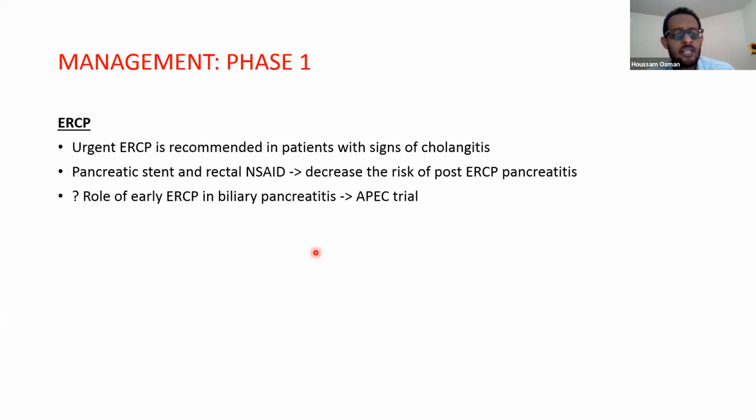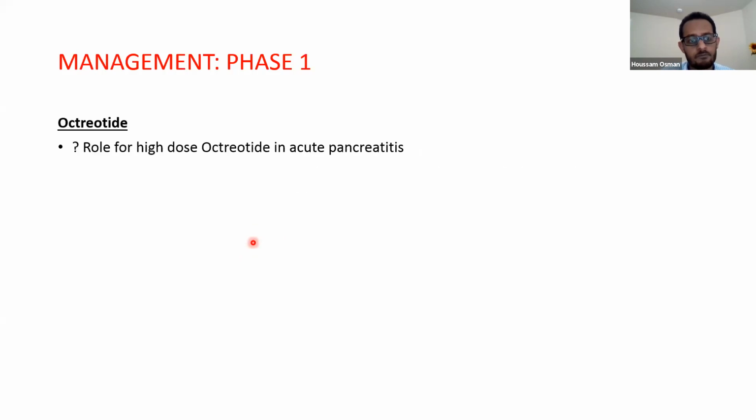ERCP is only recommended if patients have cholangitis. If they have an impacted stone, they get ERCP. There are different ways to try to minimize further pancreatic irritation after ERCP, using a pancreatic stent or rectal NSAIDs to decrease post-ERCP pancreatitis. There was an ongoing trial about the role of early ERCP and pancreatic sphincterotomy to see if that will affect the course of pancreatitis. I don't think the outcome of that trial is out yet. I haven't seen it yet.